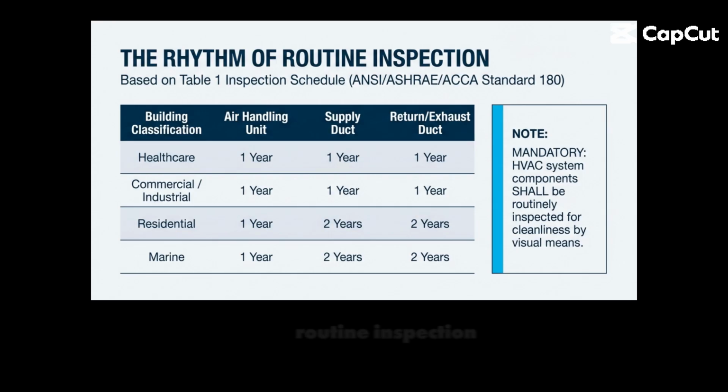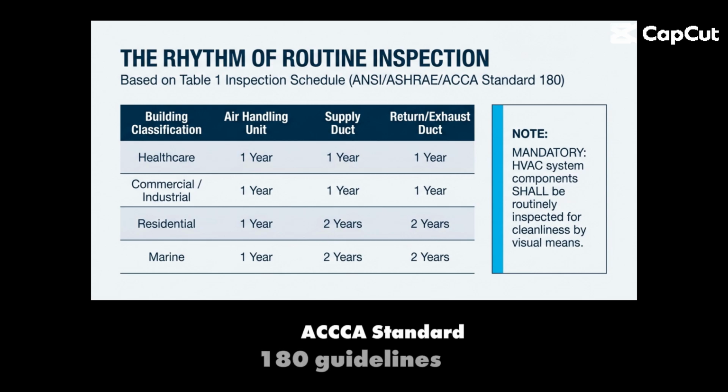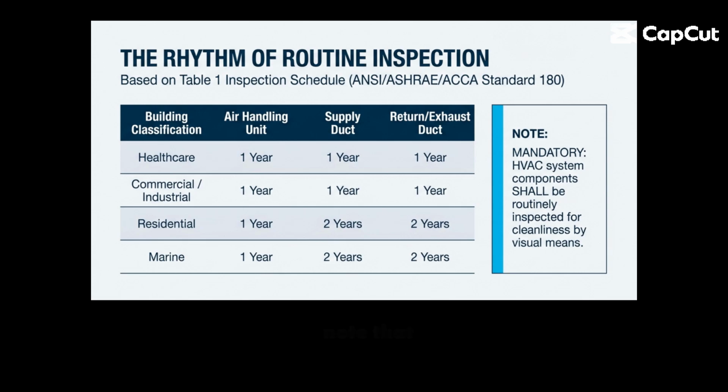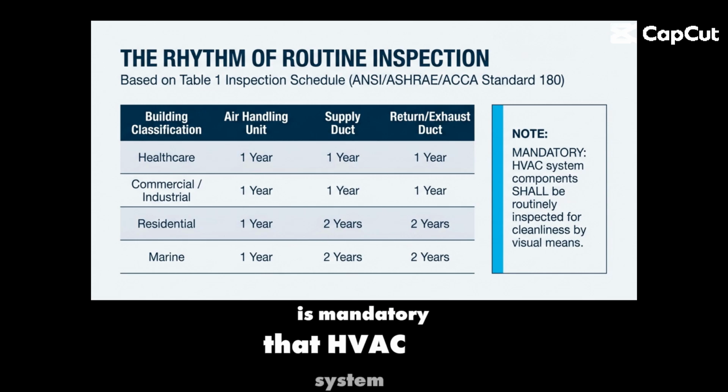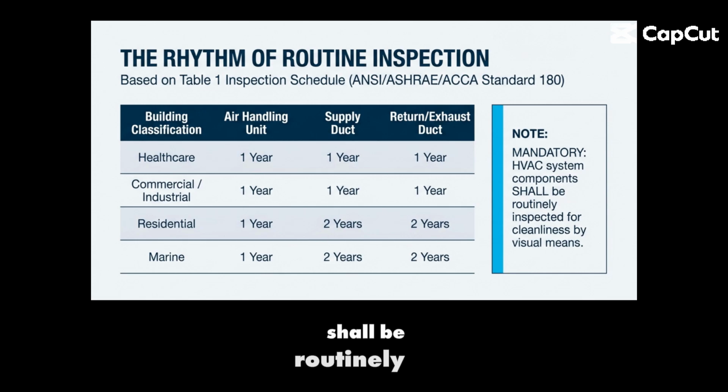The rhythm of routine inspection follows ANSI, ASHRAE, and ACCA Standard 180 guidelines. For instance, healthcare and commercial buildings require yearly checks for air handling units and ducts. Note that it is mandatory that HVAC system components shall be routinely inspected for cleanliness by visual means.